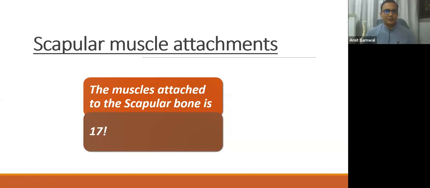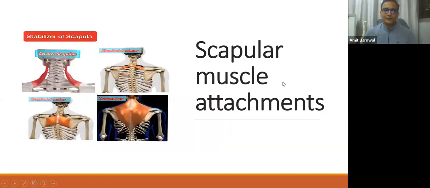So we'll have a quick overview of the muscles, how these muscles are attached to the scapula and in what area. So just have a look. These are the stabilizers of the scapula: levator scapulae, rhomboid minor, rhomboid major, and trapezius. These are the four muscles which basically act as stabilizers of the scapula.